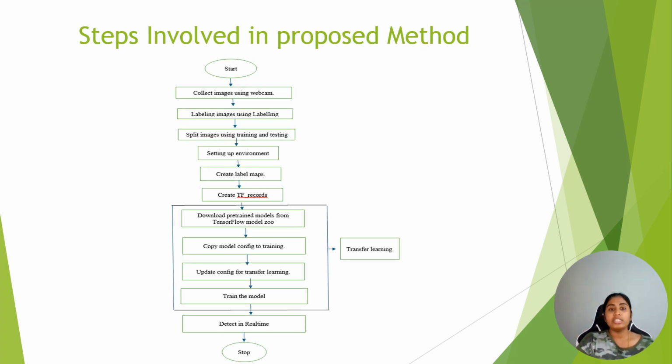So these are the steps involved in the proposed method. This is the extra step that I'm doing. I'm downloading the pre-trained model from the TensorFlow Zoo, which is the SSD MobileNet V2 320 by 320. I'm copying the model configuration to training and updating the configuration for transfer learning, according to my project, where I'm taking only five signs, and then training the model. So this is pretty much the transfer learning approach.